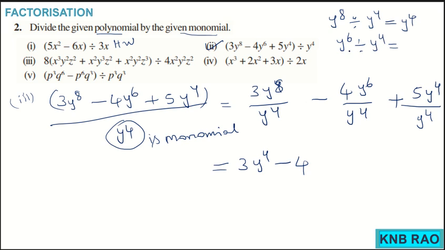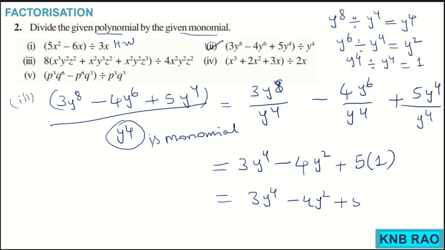So that comes minus 4 times y power 6 divided by y power 4. 6 y's are there in the numerator, 4 y's are multiplied by itself in the denominator. So 4 y's of the denominator cancel with the 4 y's of the numerator, and 2 y's are left over. So we will write that y square plus 5 times y to the power 4 by y to the power 4. There are 4 y's in the numerator, 4 y's in the denominator, all y's cancel. What do you get? You will get 1 upon 1, which means 1. So 5 times 1. So thus the answer is 3y to the power 4 minus 4y square plus 5 into 1 is 5.